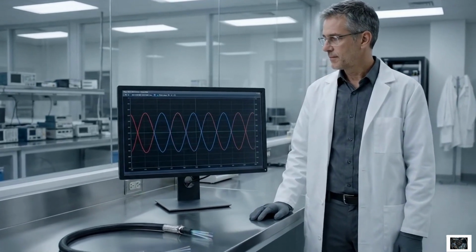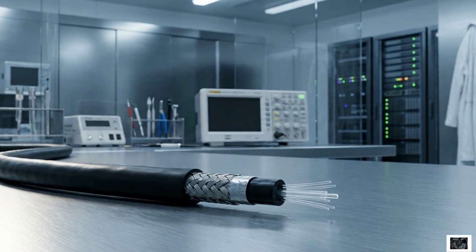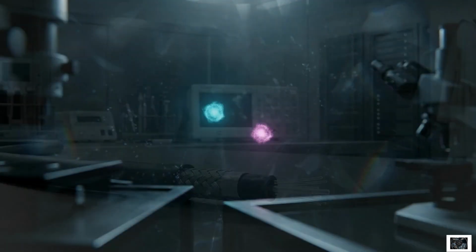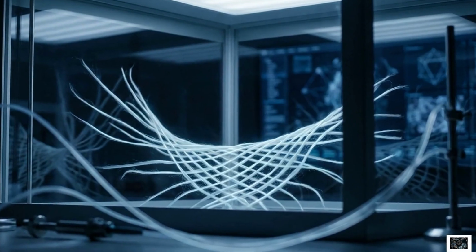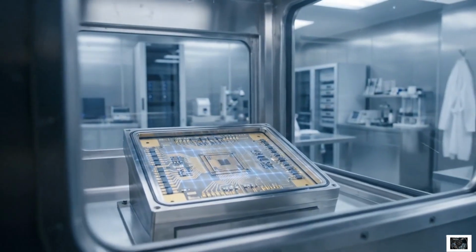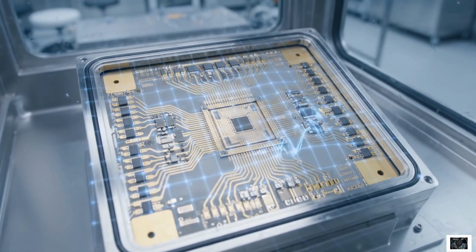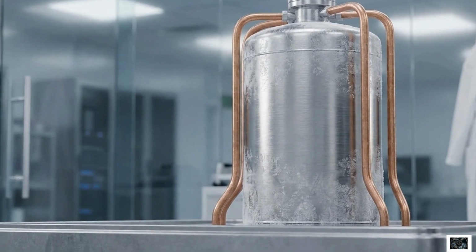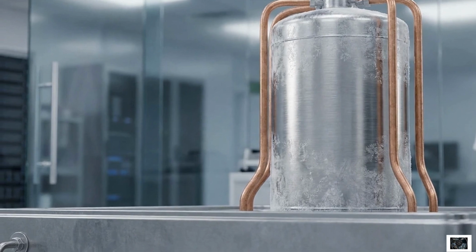The distance does not matter. No signal is sent. This is not communication. It is something deeper. The particles behave as if space itself does not separate them. Some theorists now believe that quantum entanglement is the actual physical force that creates the fabric of space and time. If that is true, then the quantum computer is not just calculating. It is manipulating the structure that holds reality together.